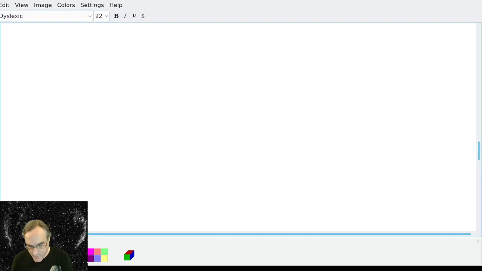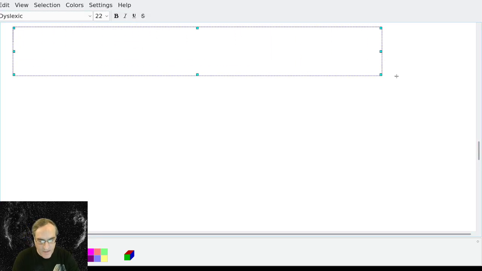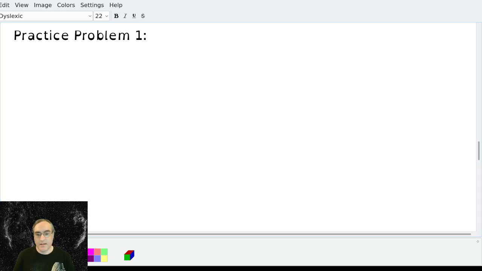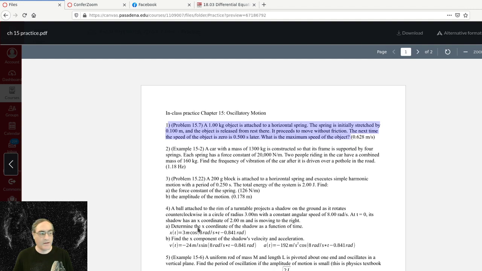Okay, we're going to take a look at a practice problem for masses on springs. It's the first one on the practice set that I pass out in class. Let me share it with you for a moment. Oops, wrong one. There we are.